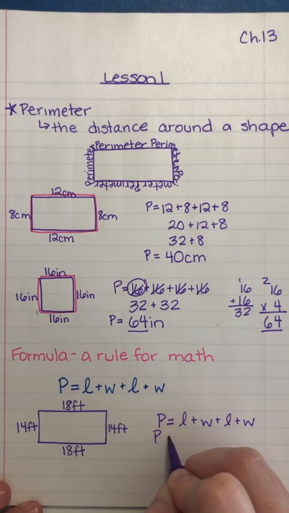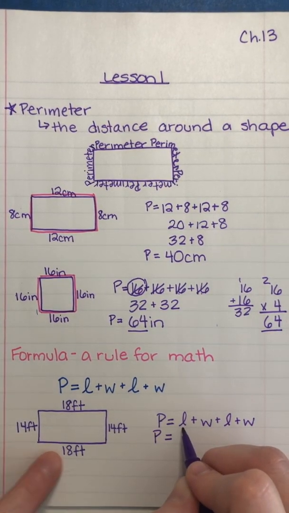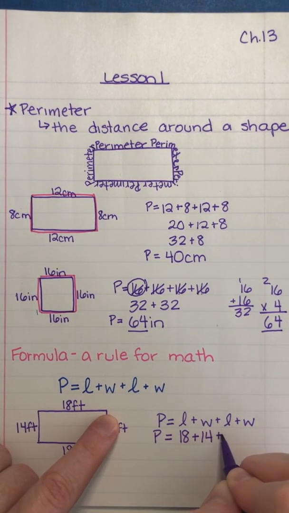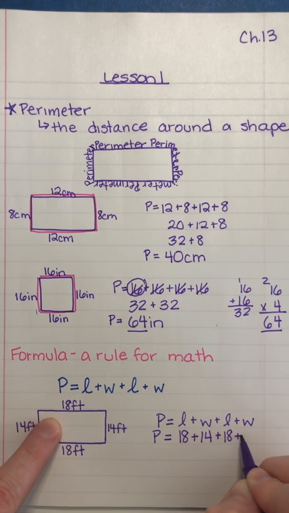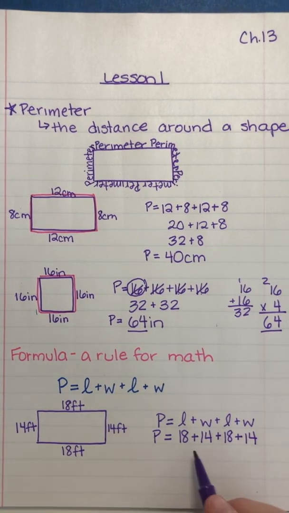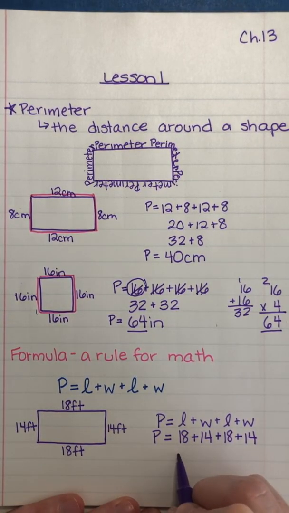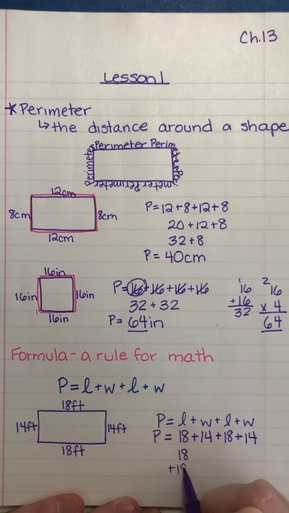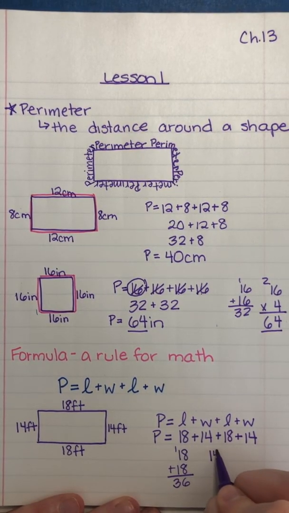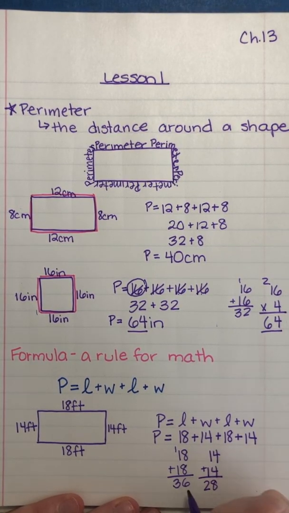Well, I don't know my perimeter quite yet, so I'm going to keep the P. My first length would be 18. My width is 14. My length is 18. And my width is 14. And as you know, you can take and combine things however you want when you're adding. So if I take my two 18s and I add those together, 8 and 8 is 16, and that's 3, so those are 36. And then if I take my two 14s and add those together, 4 and 4 is 8, 1 and 1 is 2. Now I need to take those two answers and add those together.